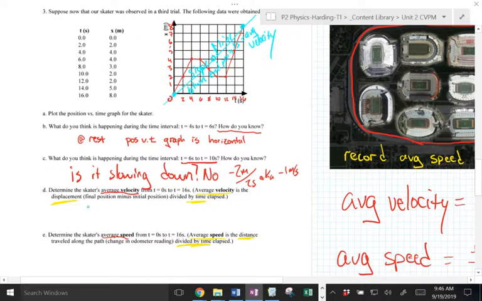Looks like that's going to be 8 meters minus 0. This is how we say don't do the best fit line this way, but we're going to do it this way to find the average velocity. 8 meters minus 0 divided by 16 seconds minus 0 seconds. That's going to be 8 meters divided by 16 seconds. There we go. 0.5 meters per second.